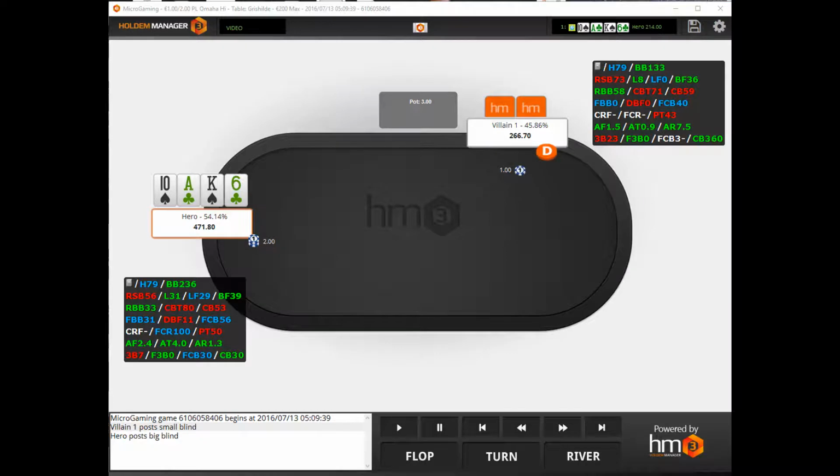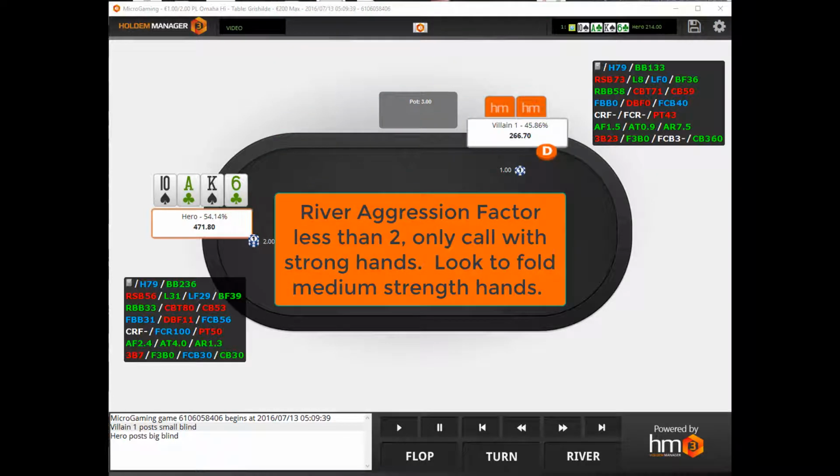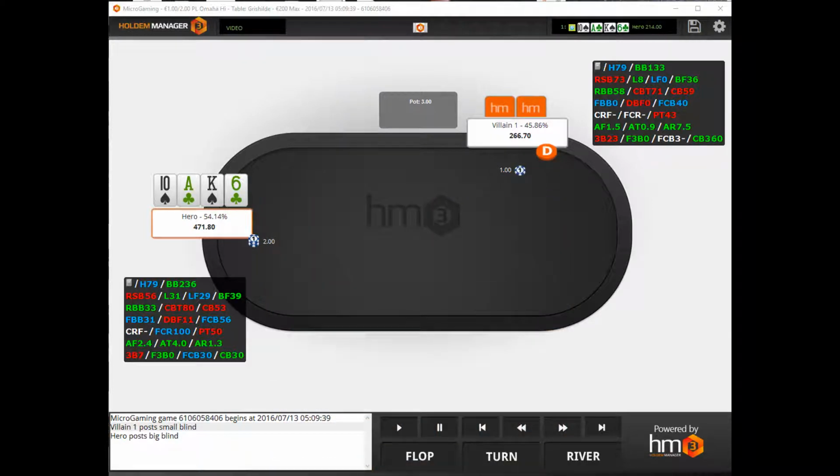And likewise, if your opponent has a low river aggression factor, anything under 2 or so, you should call with only strong hands on the river and look to fold your medium strength and weak bluff catching hands.